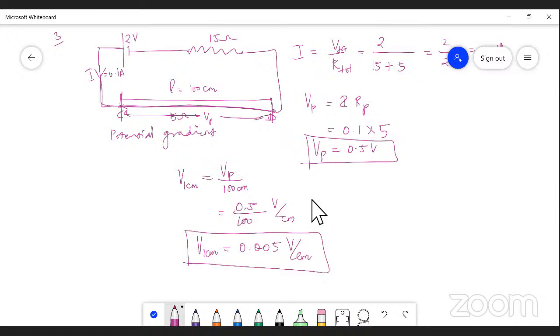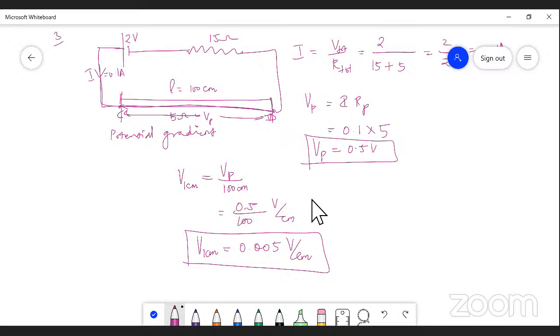We call this the potential gradient. So what we did is that we first calculated the total current flowing through the circuit with the help of total potential and total resistance. So 2 divided by 20, 0.1 ampere.